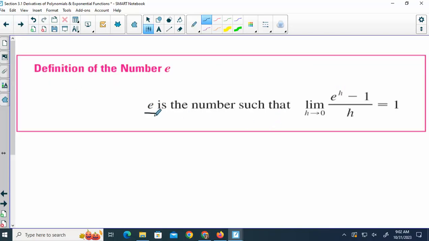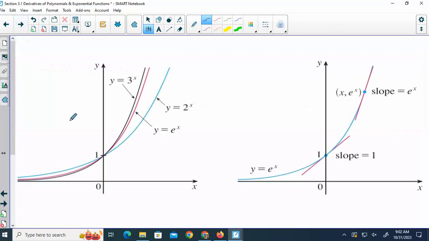E, I've always told you, is kind of like pi. It has a set value. That value actually comes from calculus. It is a specific number so that this limit would go to 1. We don't really need that, you don't have to know that, but that's where the e comes from. E is used very frequently in calculus when we're talking about populations and things like that. It comes up a lot.